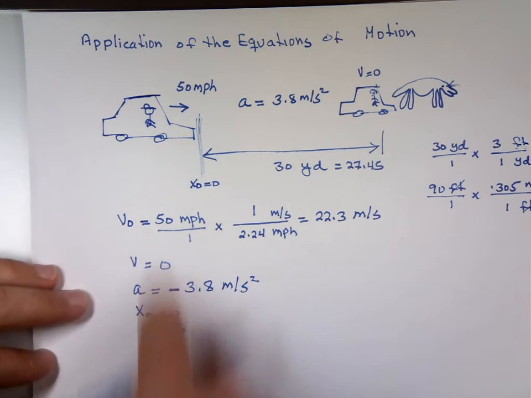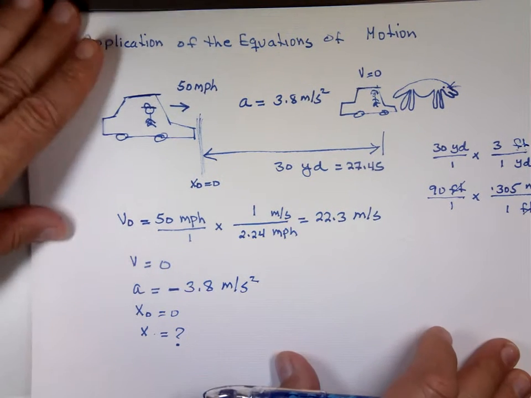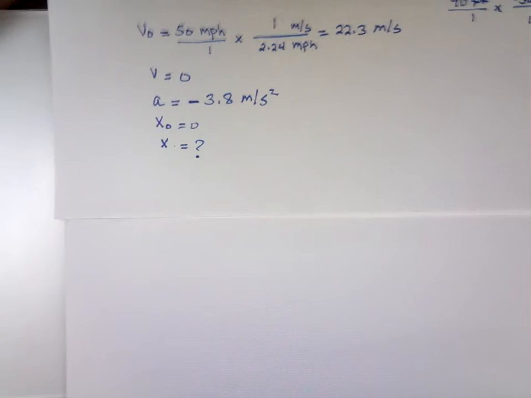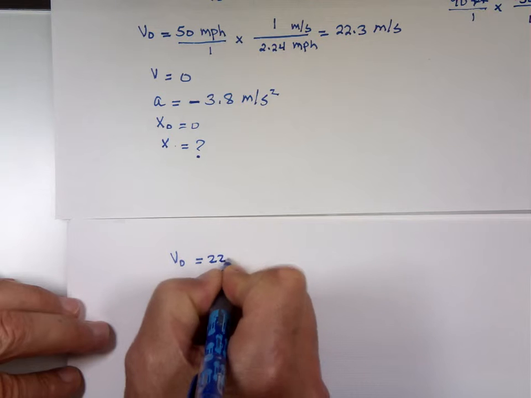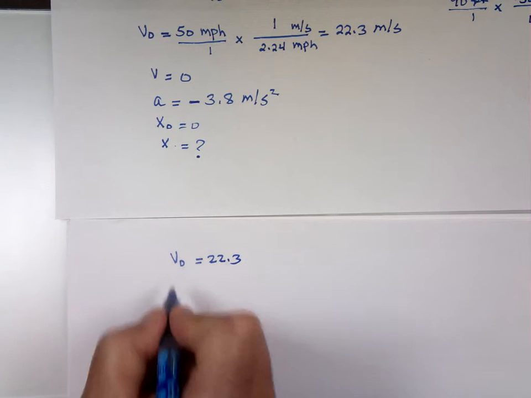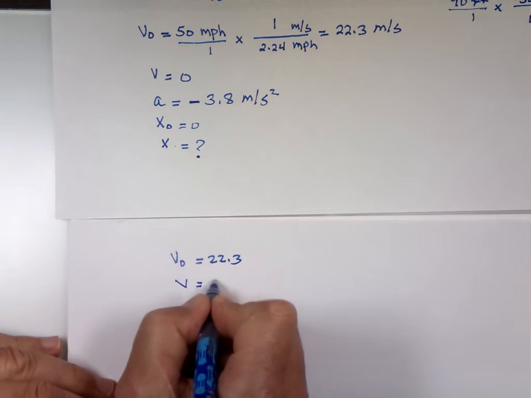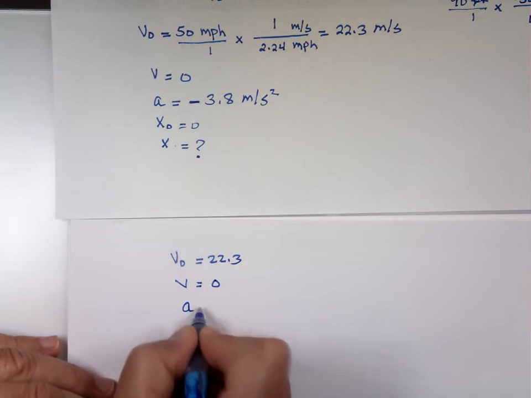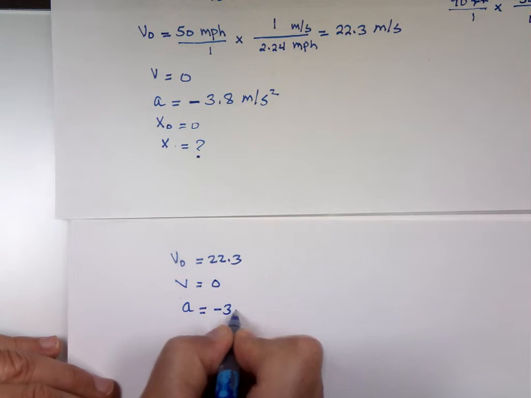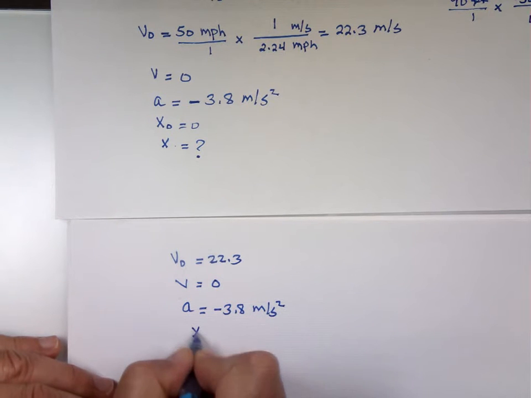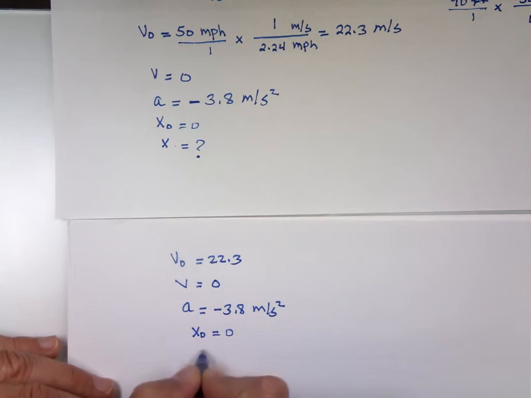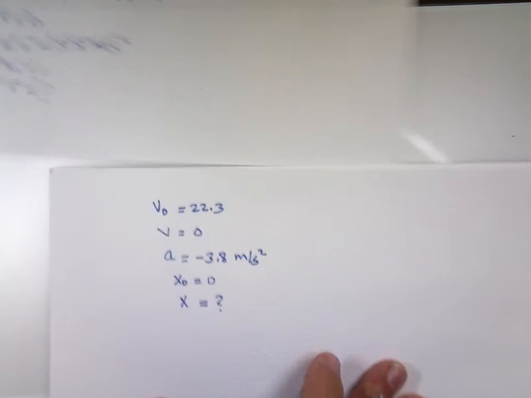Now let's see which equation. So again, let's summarize what we know. Clean sheet of paper. We have the initial velocity, which is 22.3. We have the final velocity, which is 0. We have the acceleration, which is negative 3.8 meters per second squared. Initial position is 0. We're looking for the final position before the car comes to a complete stop.